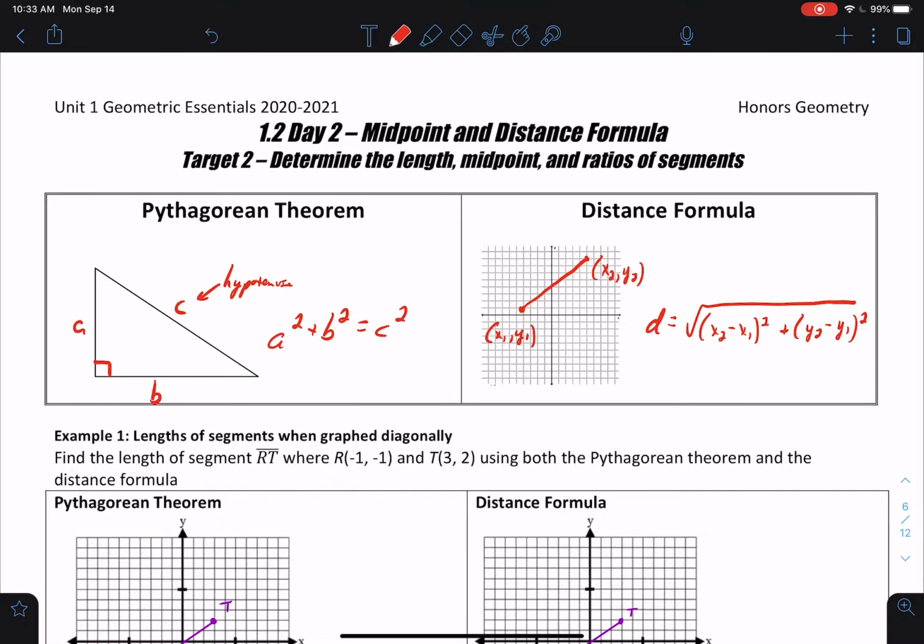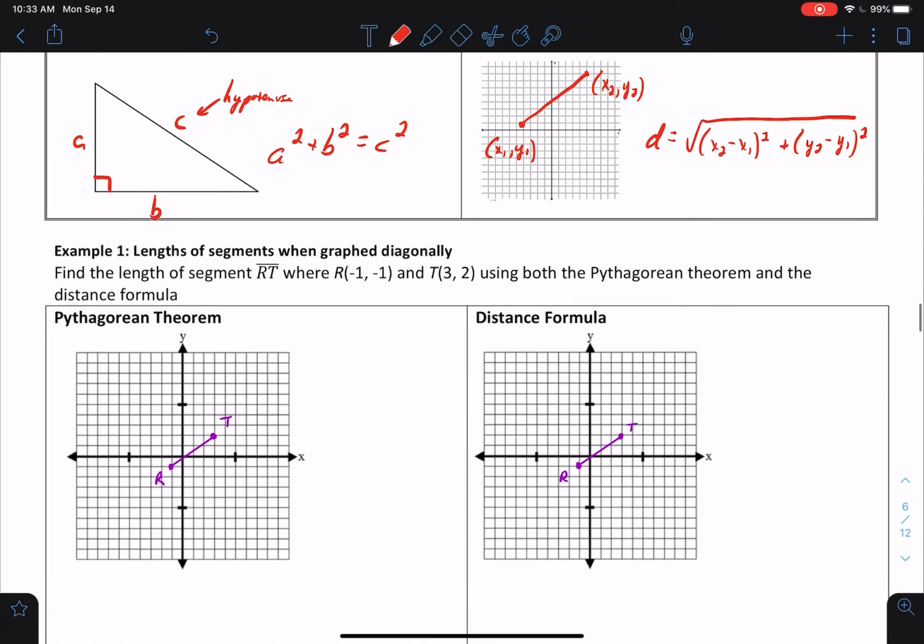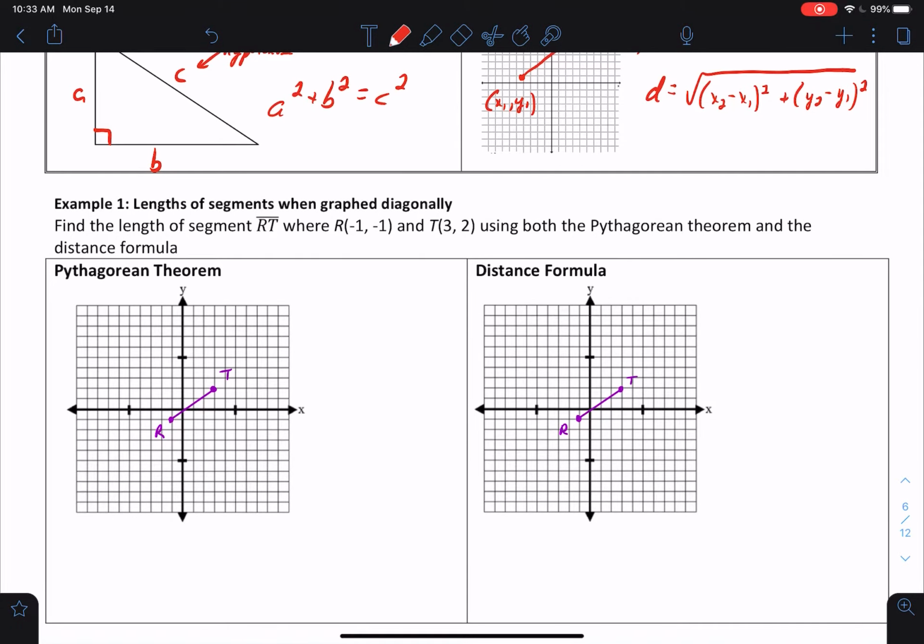And these are really the same thing. The Pythagorean theorem and the distance formula are the same exact thing. They just look a little bit different. So let's see why they're the same thing. Let's find the length of the same segment, one method using the Pythagorean theorem and one method using the distance formula.